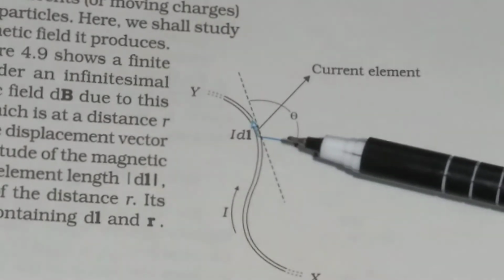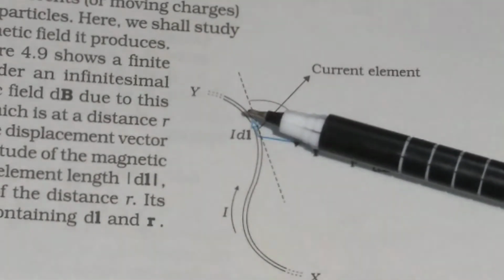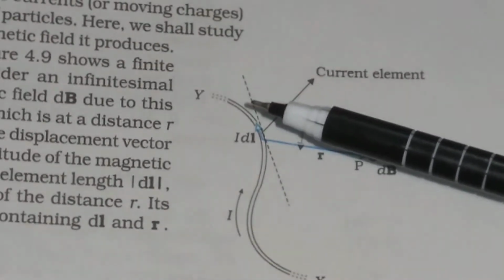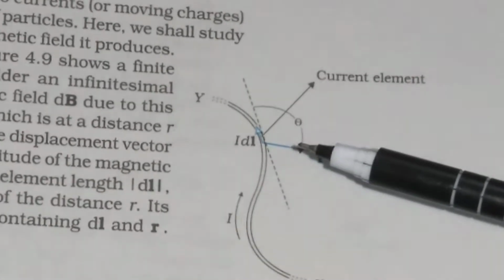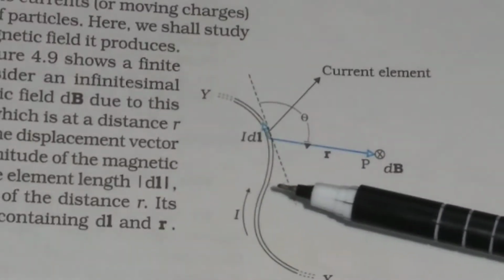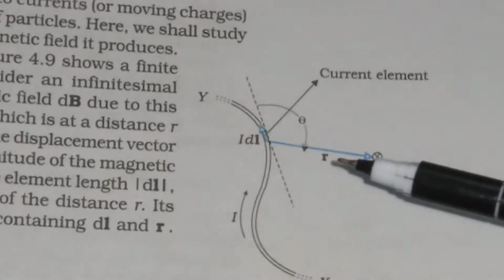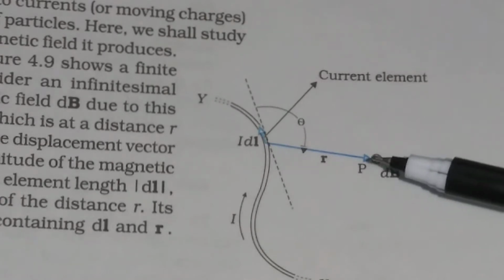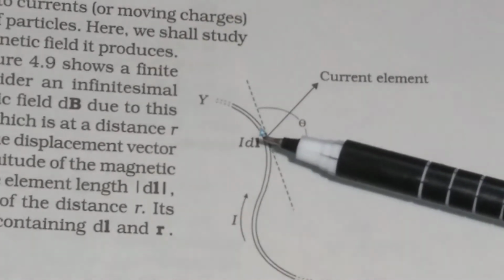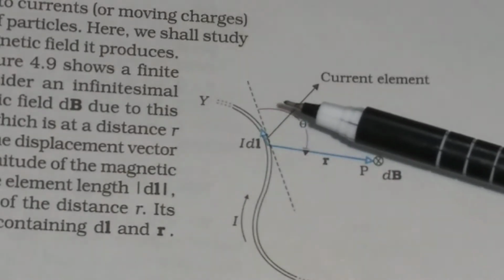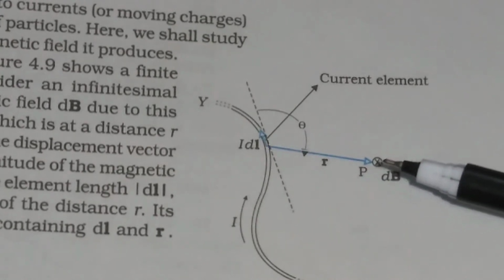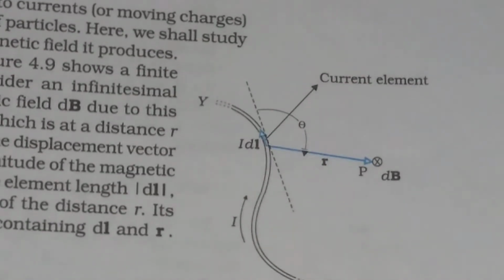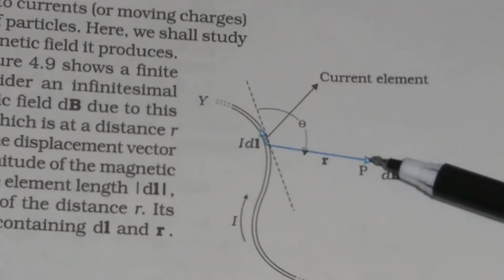If you move from dl to r, here it is moved from dl to r, but it is in clockwise direction. If the movement is in anticlockwise direction like this, then the direction of dB is upward. You should have a dot here. But if the direction from dl to r is clockwise, then it is represented by a cross. Here it is represented by a cross or inward, or you may say downward, or away from you.